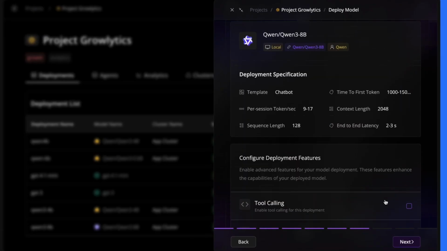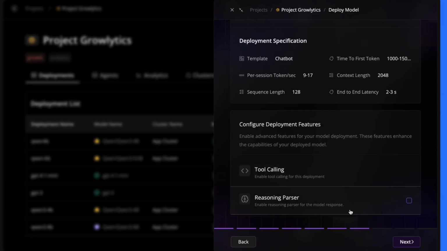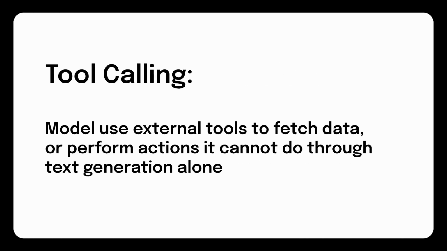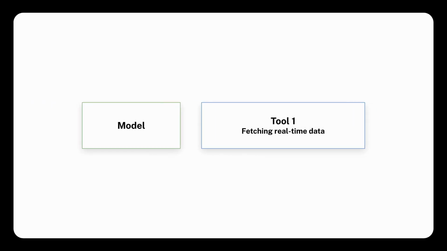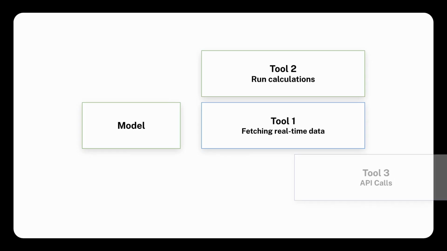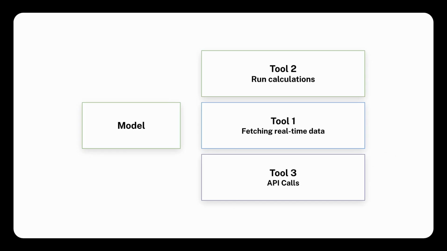On the next screen, you'll notice two optional features, tool calling and the reasoning parser, that you can enable for supported models. Tool calling lets a model use external tools to fetch data or perform actions it cannot do through text generation alone. For example, fetching real-time data from an API, running calculations, or interacting with other systems. This makes it a key building block for agentic systems.